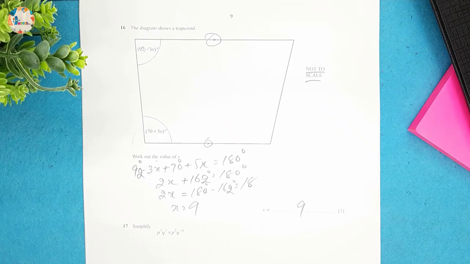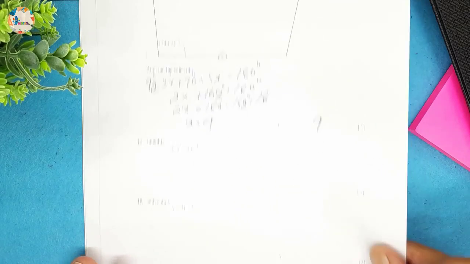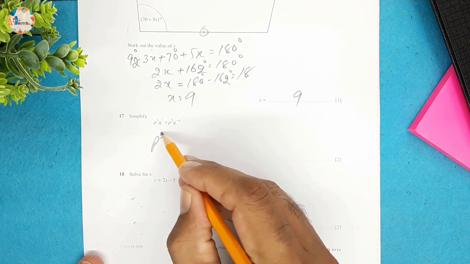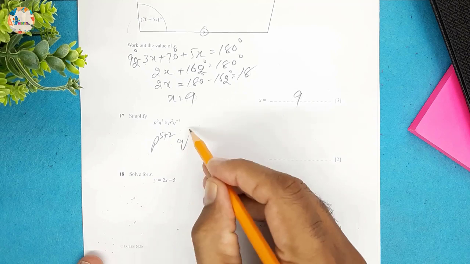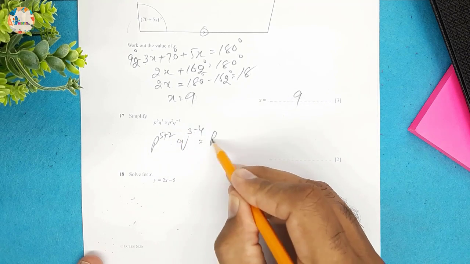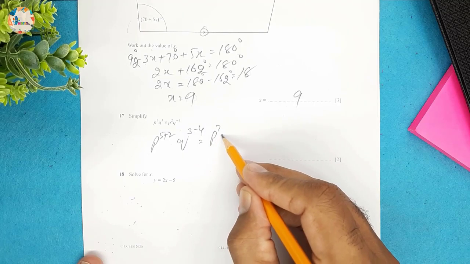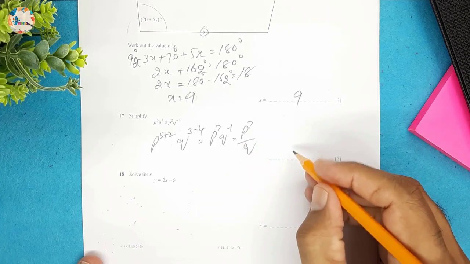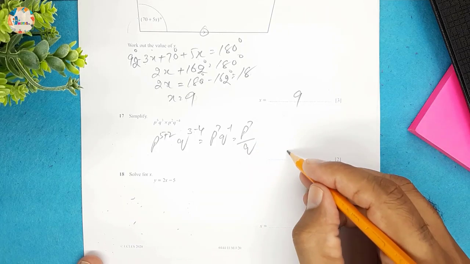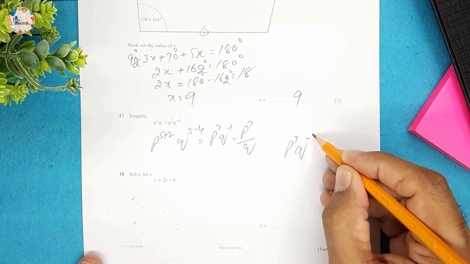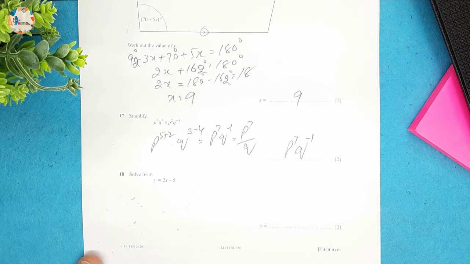Now this one, question number 17, we have to simplify these powers. P raised to 5 into p raised to 2 will be p raised to 5 plus 2, and q raised to power 3 minus 4, and this will be equal to p raised to 7 and q raised to minus 1. We can write p raised to 7 over q, or we can write p raised to 7 and q raised to the power minus 1. So this will be our final answer.